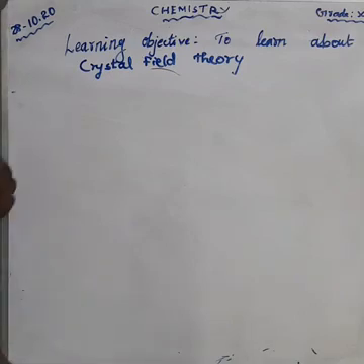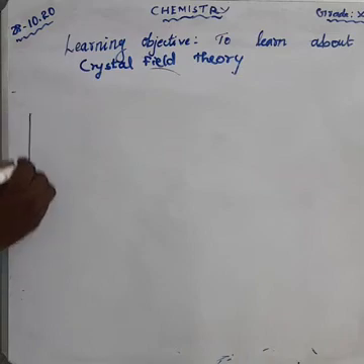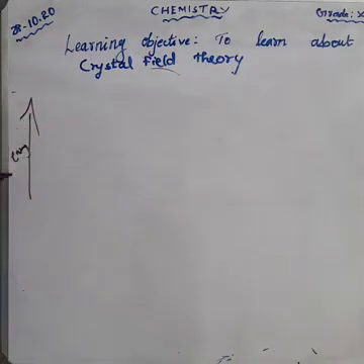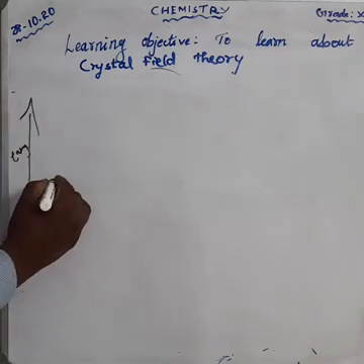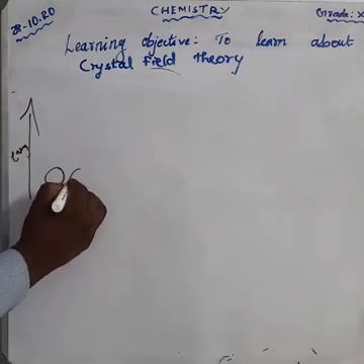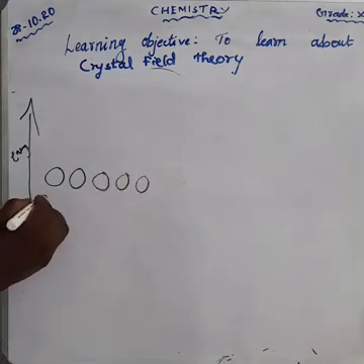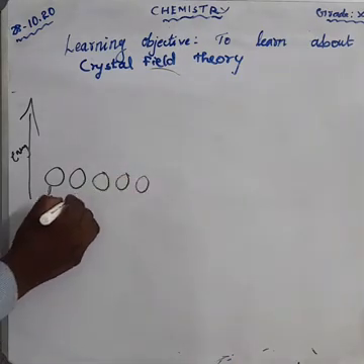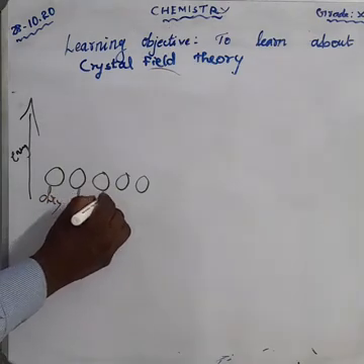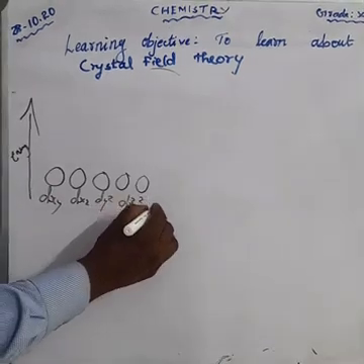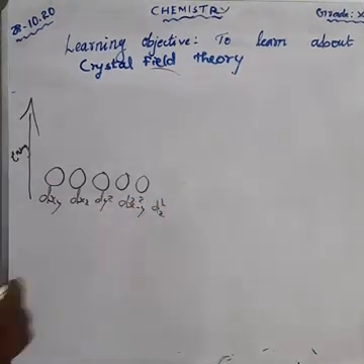Here we are taking the energy level. This is the energy. We are taking d orbitals. Which are the d orbitals? dxy, dxz, dyz, dx square minus y square, dz square. These are the 5 d orbitals.